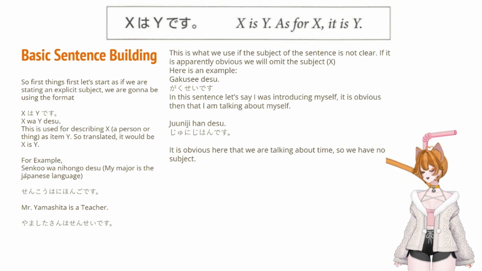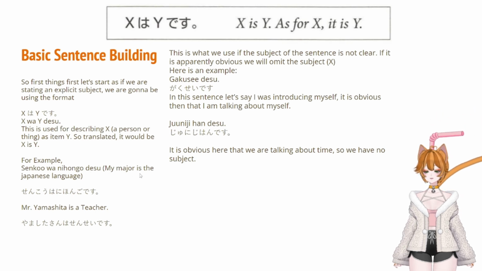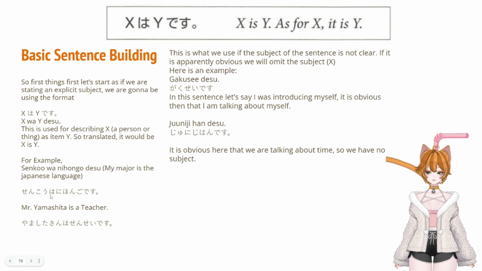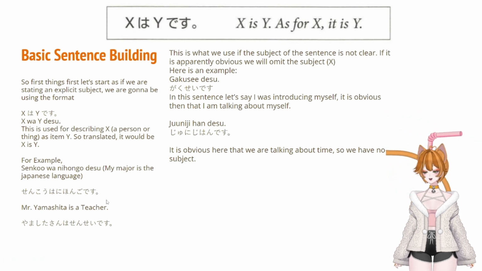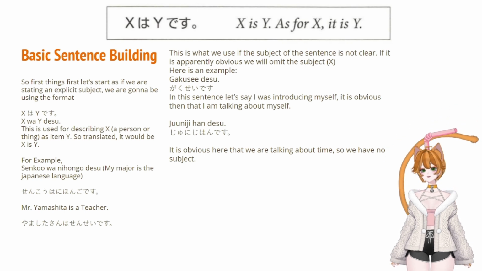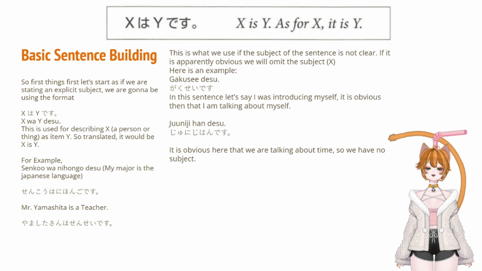For example, Senko wa Nihongo desu. Senko, remember that word? My major. Wa is, Nihongo, the Japanese language. My major is the Japanese language. Senko wa Nihongo desu. Yamashita-san wa sensei desu. Mr. Yamashita is a teacher. So that is what we use if our subject is clear.